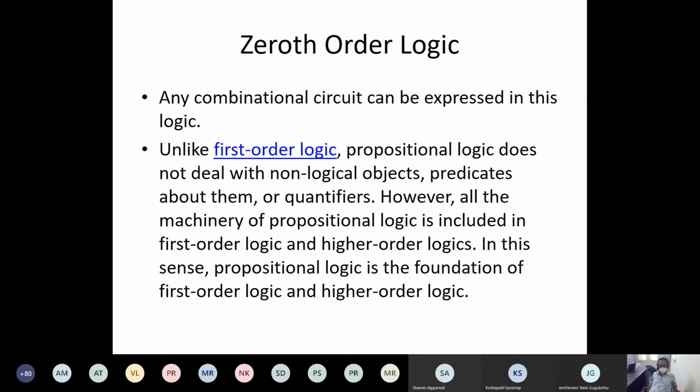However, all the machinery of propositional logic is included in first order logic and higher order logics. In this sense, propositional logic is the foundation of first order logic and higher order logic. That means propositional, zeroth order logic is embedded in all of them. So first order logic will contain whatever is there in propositional logic and will have something more.